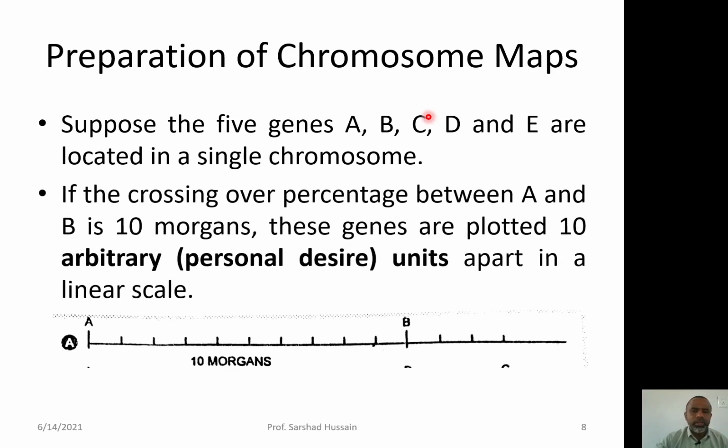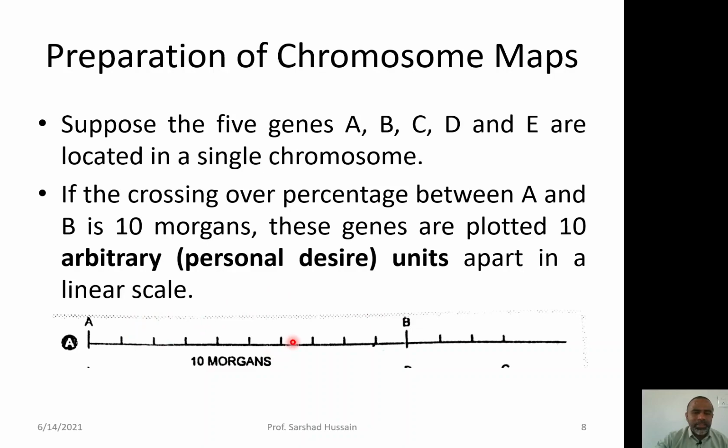Let us now try to understand it. If the crossing over percentage between A and B is 10%, then these genes are plotted 10 arbitrary units apart on a linear scale. This is a linear scale in which A and B are placed depending upon the observation of how much percentage of crossing over, or recombination, there was.